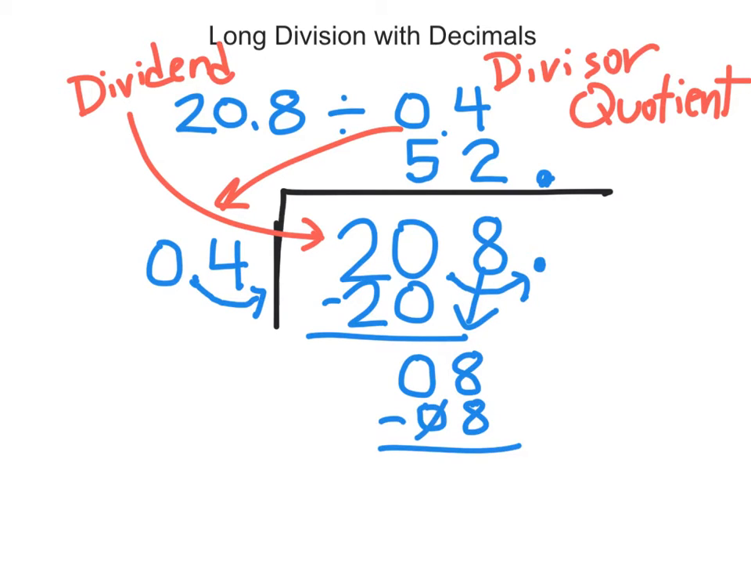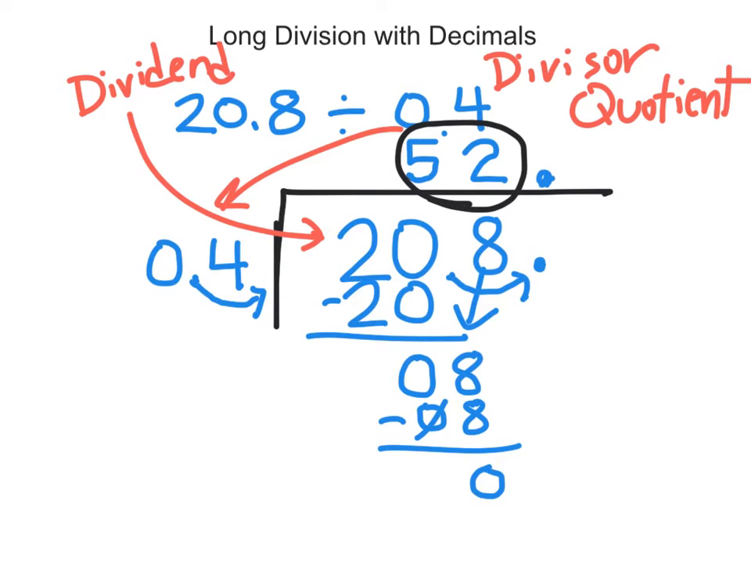And I didn't need to write that 0, but whatever. And we subtract and we get 0 remainder, and there's nothing left to pull down. Okay, there's nothing left for us to do there. So our answer would be 52. That's the quotient for this division problem.